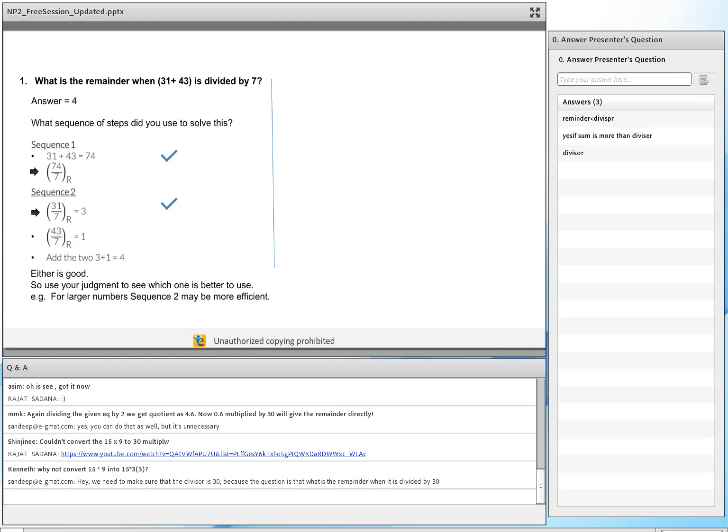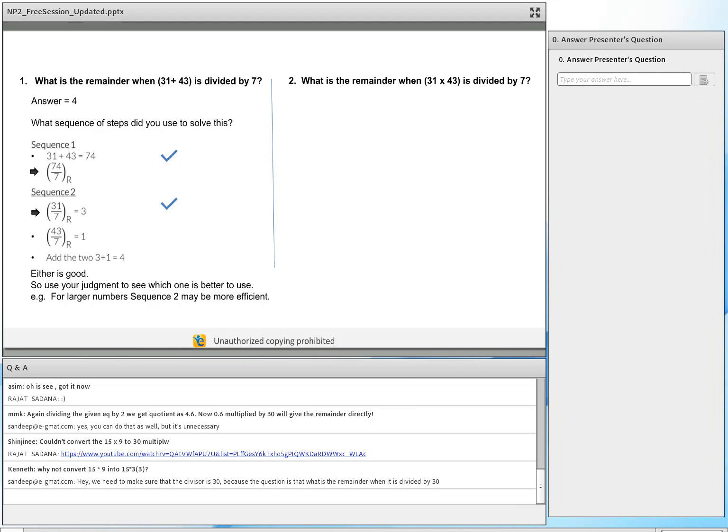Let me just remove my annotations here. Now, what's the remainder when you multiply these numbers? Can you tell me what the remainder is going to be when you multiply 31 times 43? Can you type that answer down?